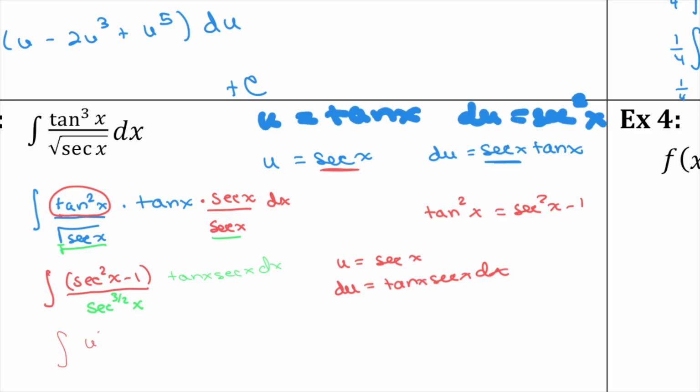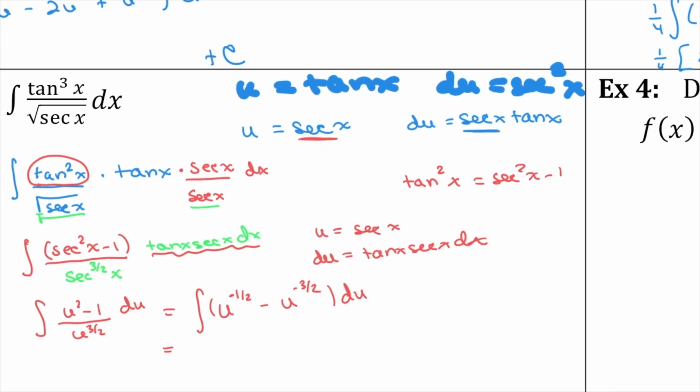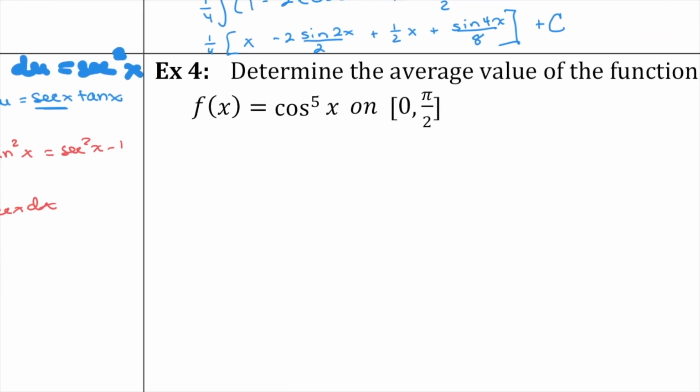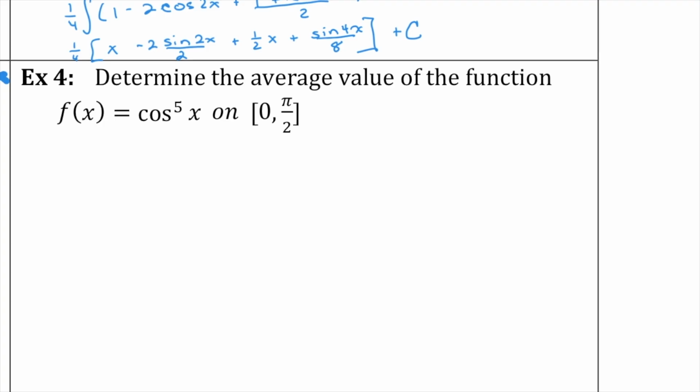And then we will substitute. We have u squared minus 1, all of this is my du, divided by u to the 3/2 power. Clean this up. This is going to be equal to u to the negative 1/2 power minus u to the negative 3/2 power du, and we can now integrate this problem. Go ahead, finish your problem. Don't forget to substitute your u, which is secant x, back into the expression. Example 4.